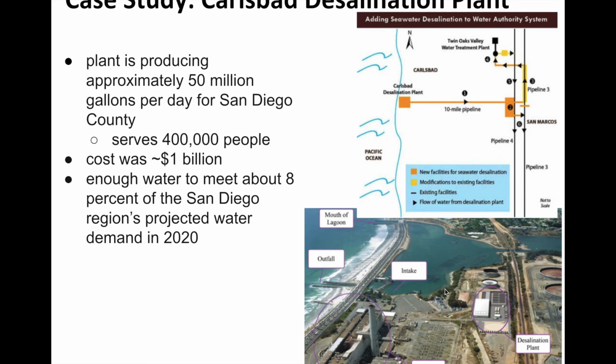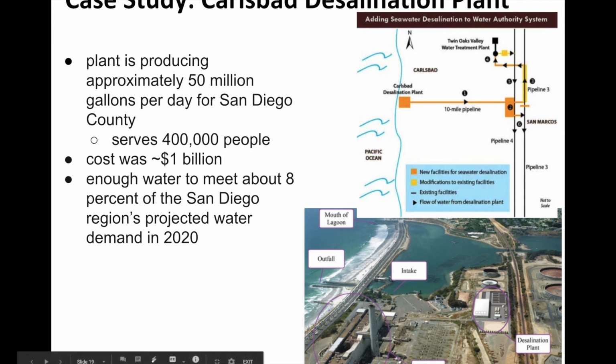So there's an intake in the lagoon, and that intake goes to the plant. And once that plant is done with that water, it sends that water right back out to the ocean. Now, if you have a concentrated salt coming out here, what's to say that that body of water won't flow back into the lagoon and come back to the intake? So that's one downside to this project.